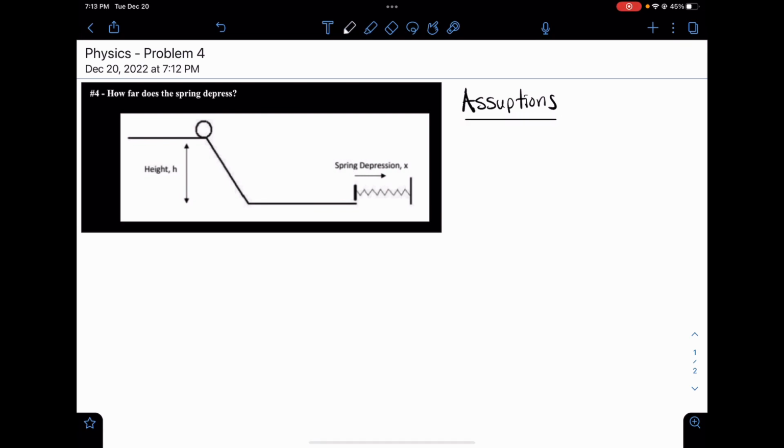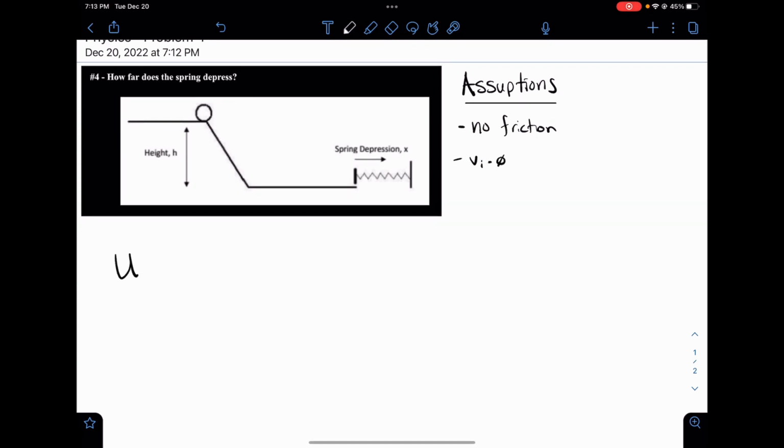Problem 4 is another conservation of energy problem. You have a ball at some height at the top of a ramp, and the question asks us how much this spring is going to compress. So this is a very similar problem, except the only difference is that the second potential energy is not going to be due to height. It's going to be due to the compression of the spring. So our assumptions, we're going to assume no friction, and we're going to assume our initial velocity equals 0.